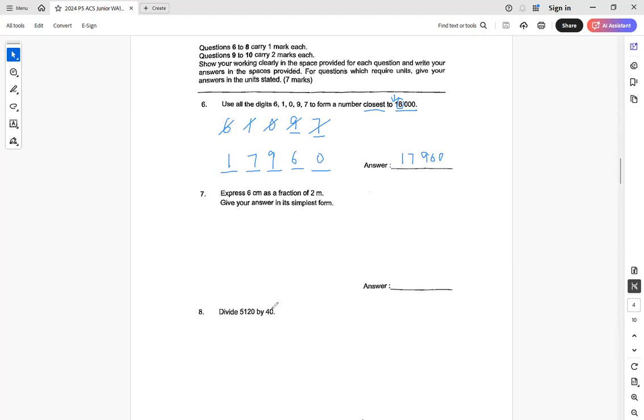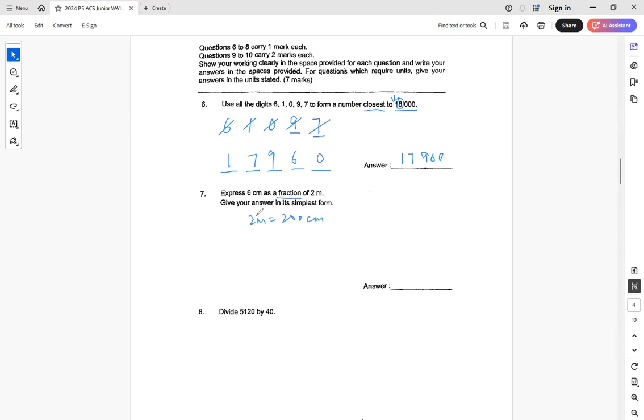All right, question 7. Express 6 cm as a fraction of 2 meters. Give your answer in its simplest form. When we have to do a fraction, we have to make sure our two numbers are of the same units. So you have to convert 2 meters into cm first. 1 meter is 100 cm, please remember. So 2 meters will be 200 cm.